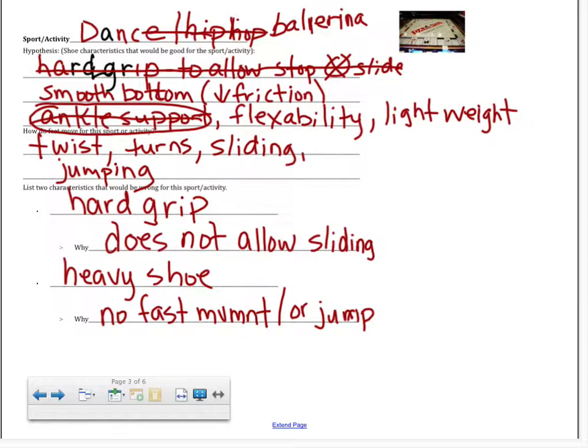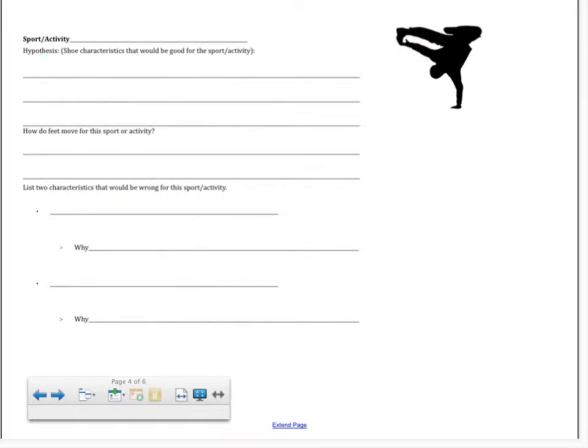All right, so let's look at the next one. This one is hip-hop dancing. Don't break dance, break your neck. Hip-hop dance or break dance, which is a hip-hop dance. Hypothesis: what type of characteristics will be important for the shoe for hip-hop dance? Characteristic, not type of shoe. Hard grip. You say you need a hard grip. Why? So you won't slide and break your neck.